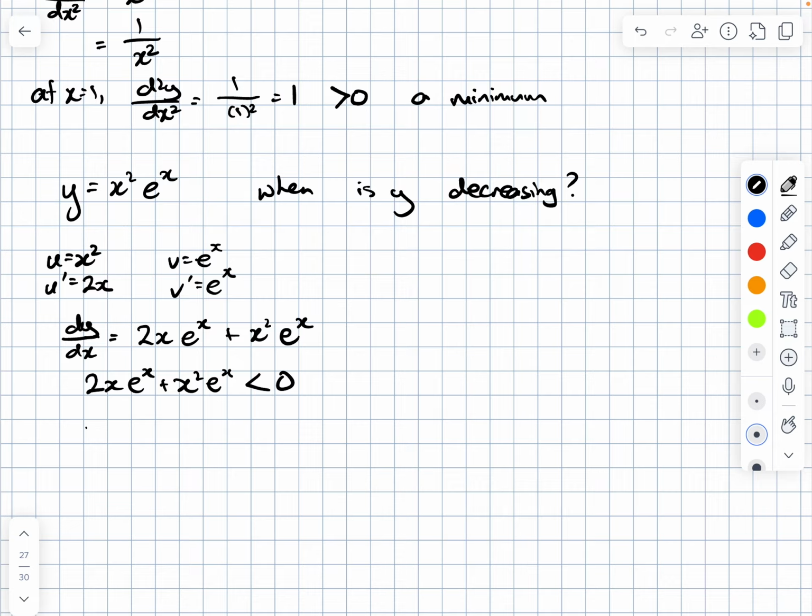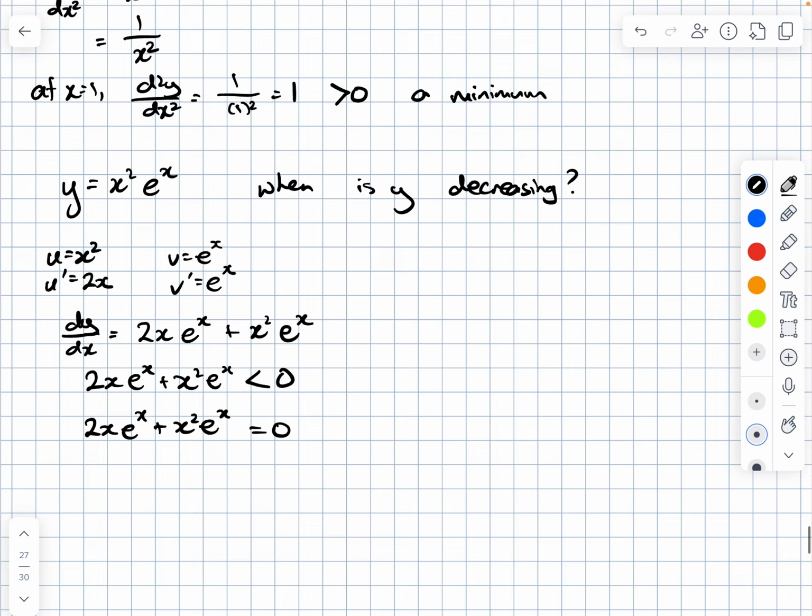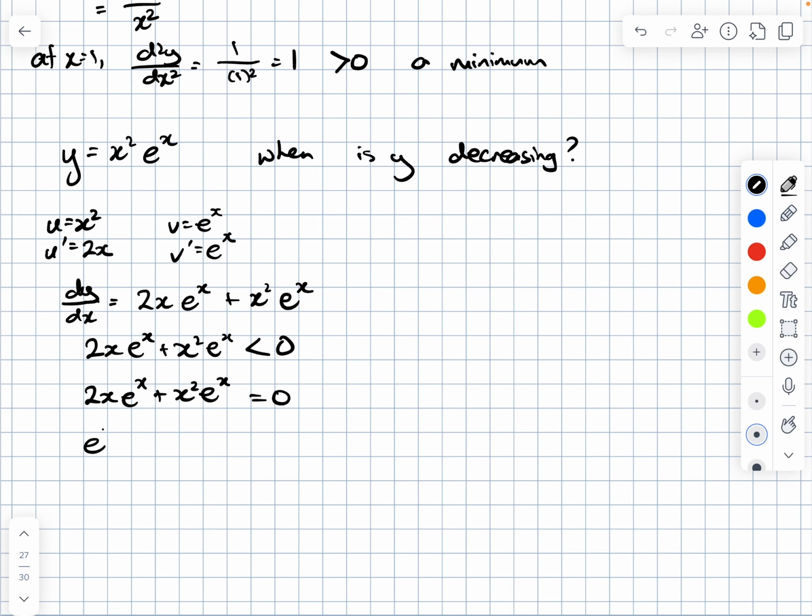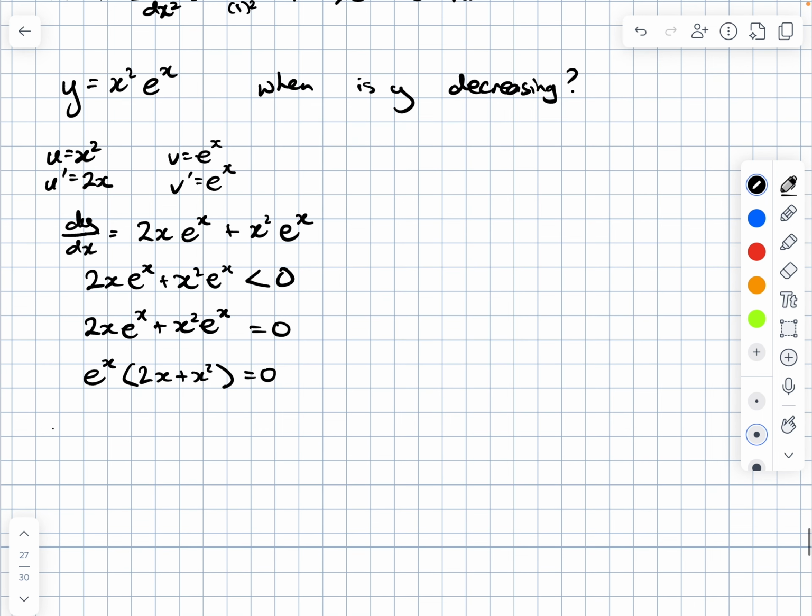In order to solve an inequality that is more complicated than just a linear one, we have to first find when it's equal to 0. So 2x e to the power of x plus x squared e to the power of x is equal to 0. In order to solve this, I need to factor e to the power of x out, leaving us with 2x plus x squared. And then I'm going to make each part of this equal to 0. So either e to the power of x equals 0, or 2x plus x squared equals 0.